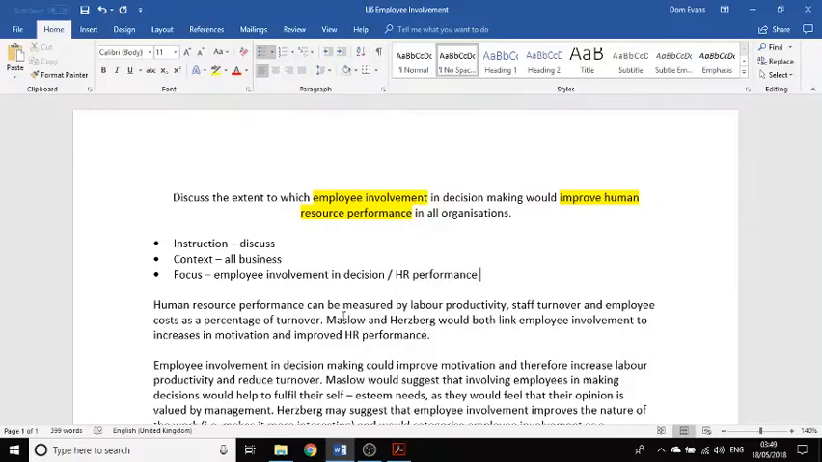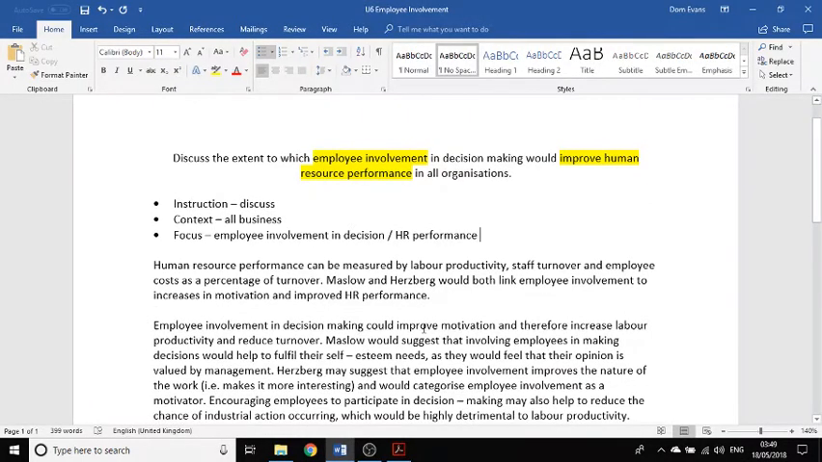But the examiner's reports go on about how a good essay has a clear conclusion from the beginning, and the student has worked towards that throughout the essay. So let's have a look at how I've put that together as an essay.